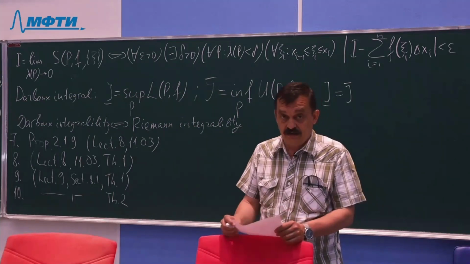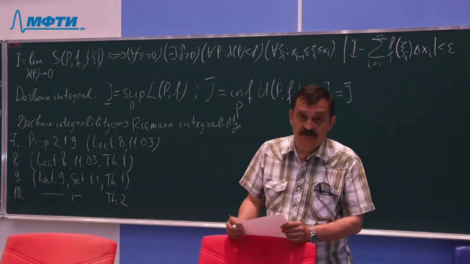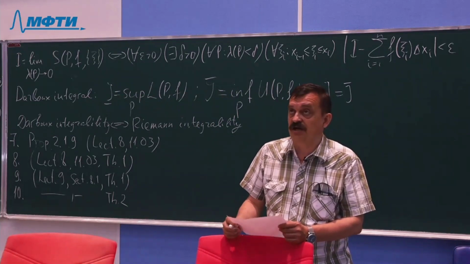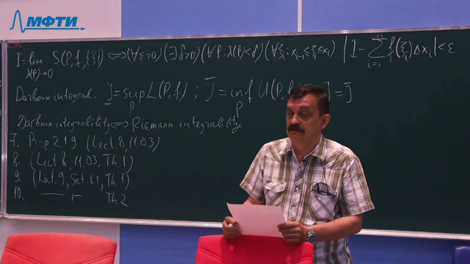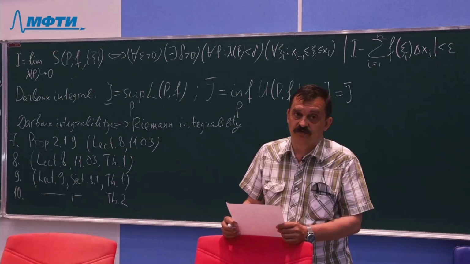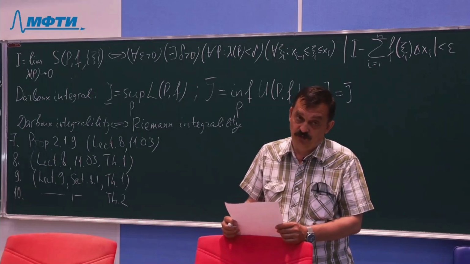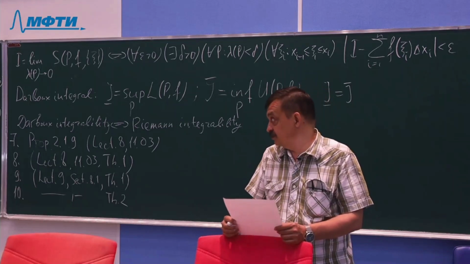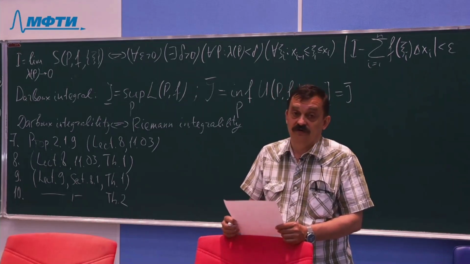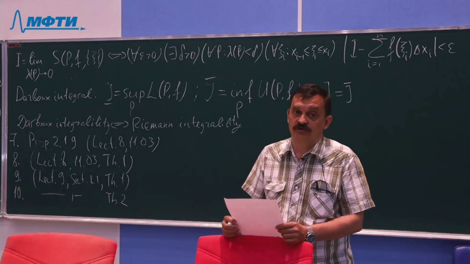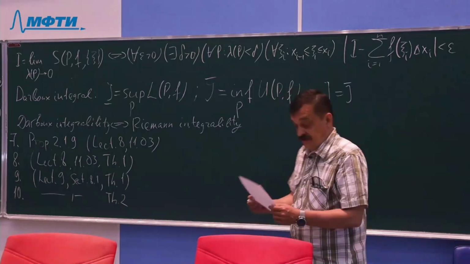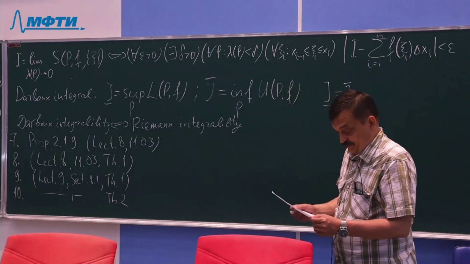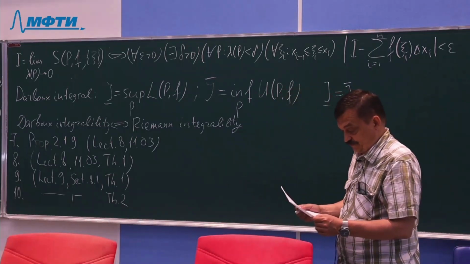Why I decided to include it? You have a very general Lebesgue criterion for Riemann integrability in your lecture notes, but without proof. So I prefer to give 2 very important particular cases, but with proofs, complete proofs.